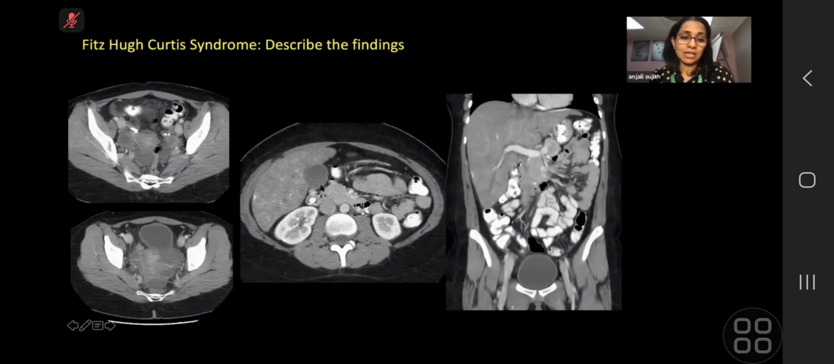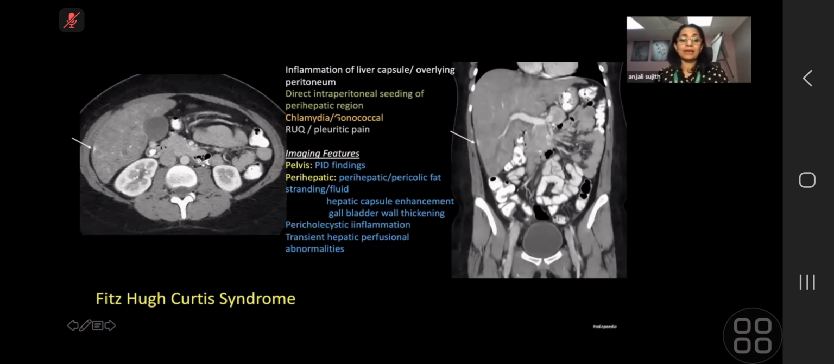And when you image, if you see focal enhancement of the liver capsule, then that is in keeping with Fitz-Hugh-Curtis syndrome. So it is nothing but ascending infection and direct intraperitoneal seeding in the perihepatic regions. It's also called perihepatitis. So there will be subtle or more prominent adjacent fat stranding and fluid in the perihepatic region or in the pelvis.